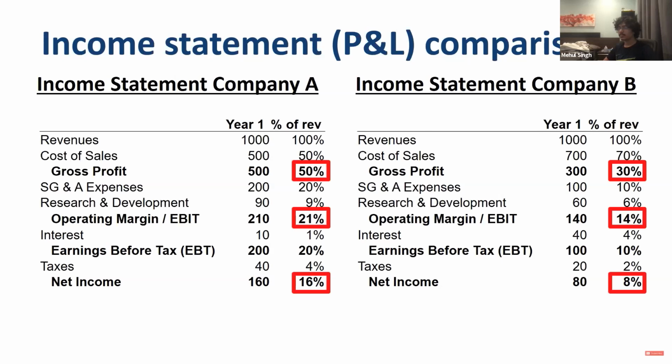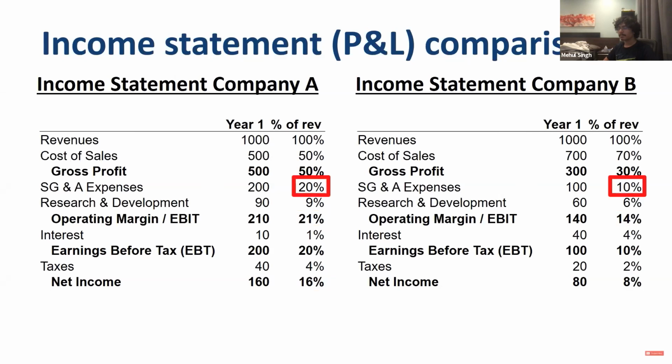What do we zoom in on for further analysis? Let's investigate the difference between gross profit and operating margin. This is mainly driven by selling, general and administrative expenses. 20% of revenue in Company A, 10% of revenue in Company B.